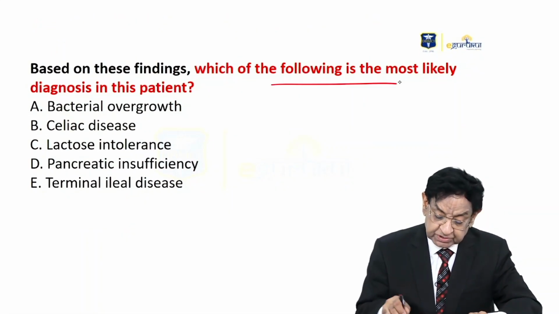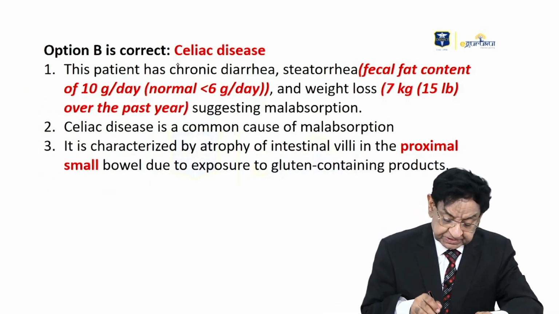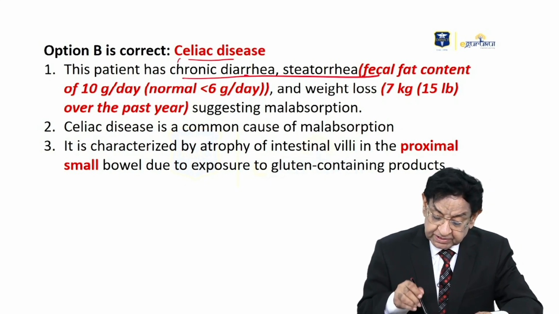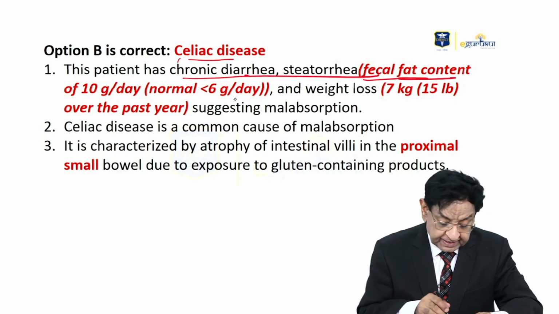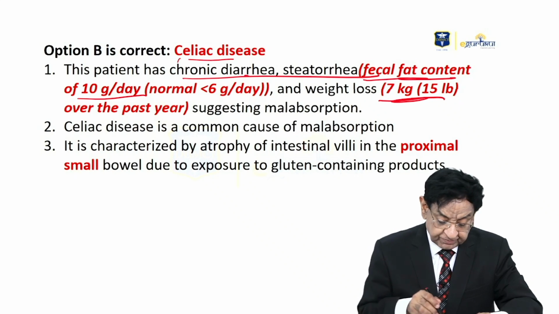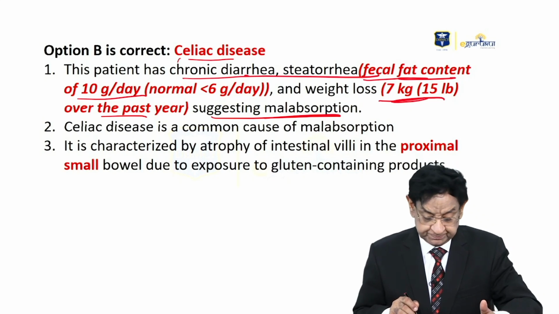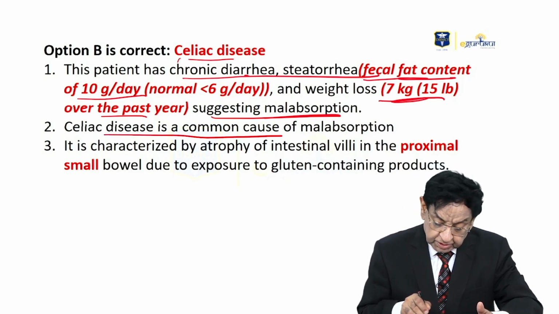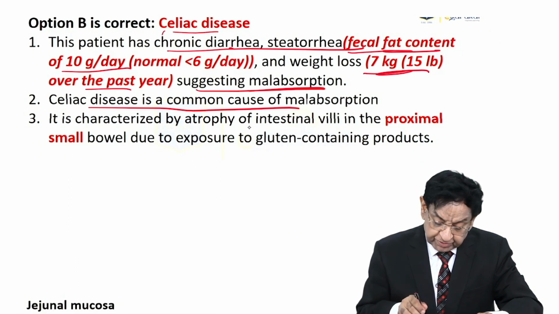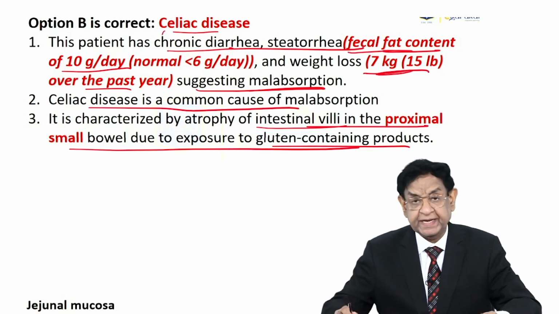Most likely diagnosis of this patient is, well, the answer to this question is celiac disease. Why? The patient has chronic diarrhea, steatorrhea, fecal fat content is 10 gram as normal is less than 6 gram. Weight loss for the past 1 year suggests malabsorption. It's a common cause of malabsorption. It is characterized by atrophy of the intestinal villi in the proximal small bowel due to exposure to gluten-containing products.